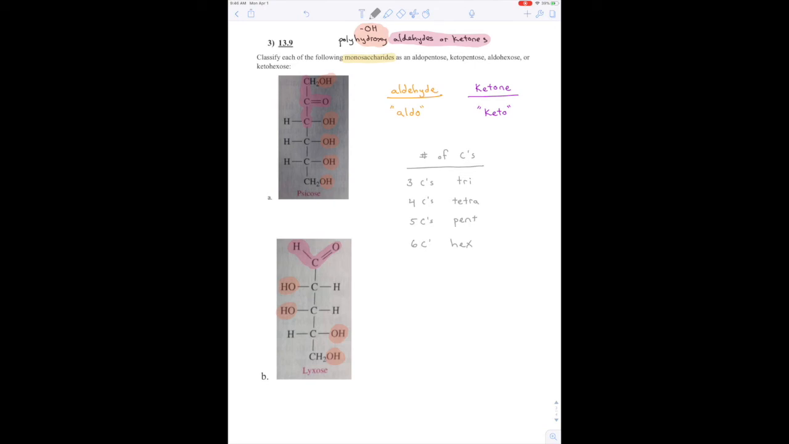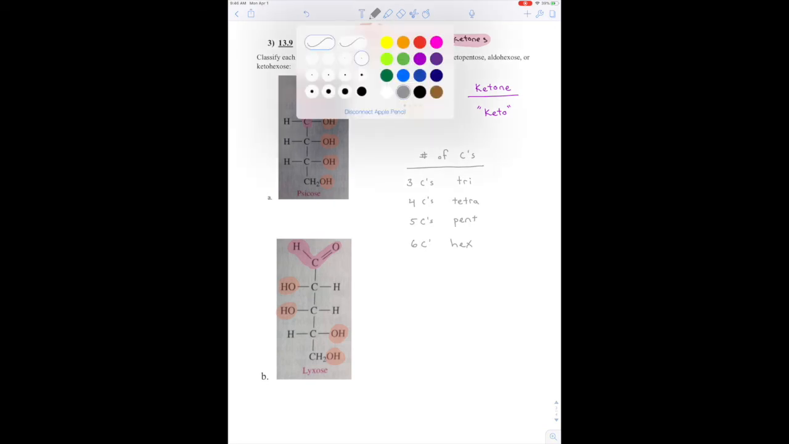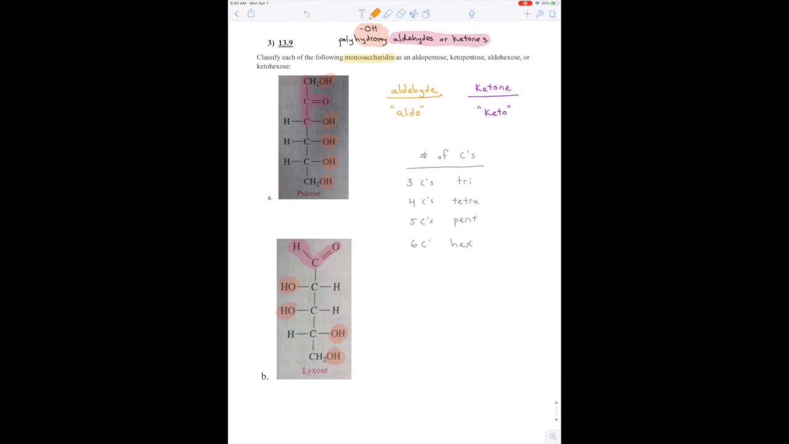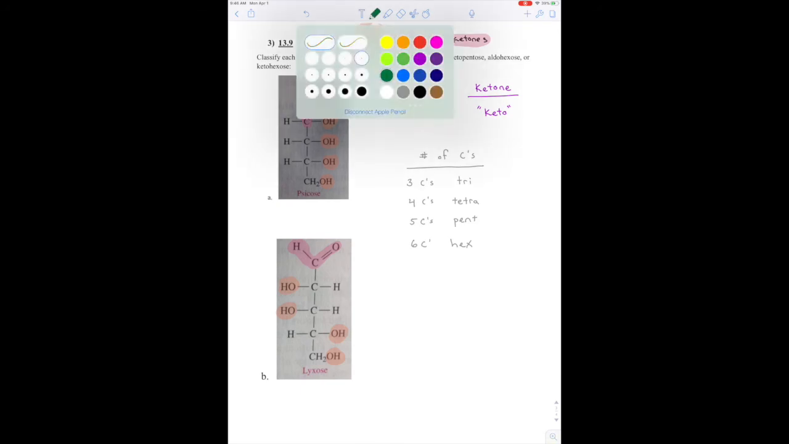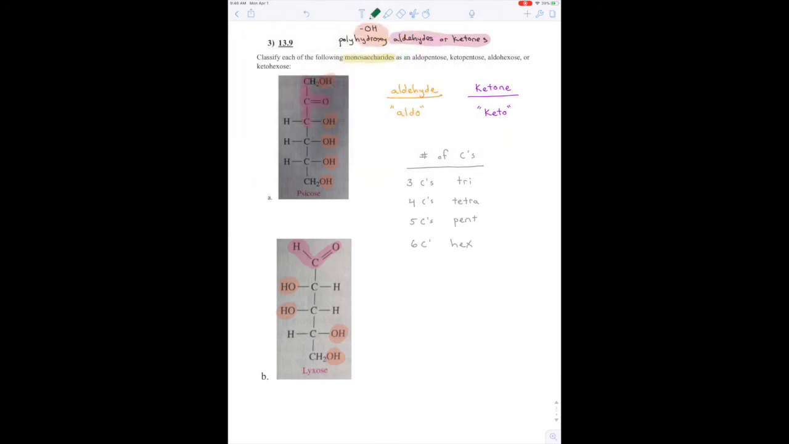So that's going to be an infix, and then last but not least, the suffix for these things. The suffix for these monosaccharides is going to be -ose, and that just tells you that you have a sugar. Universal suffix for a sugar is -ose, O-S-E. Okay, so let's try A.